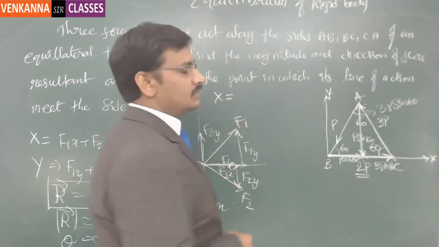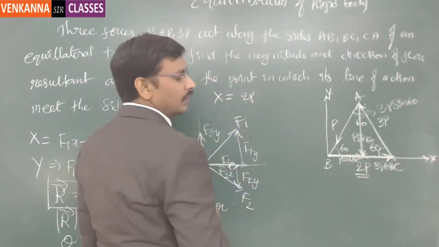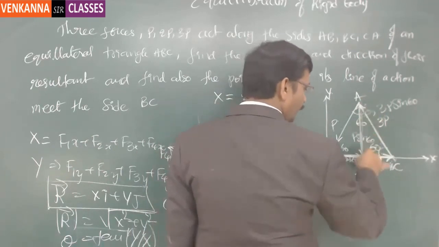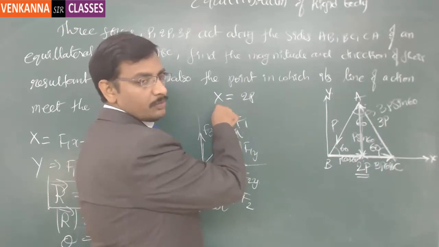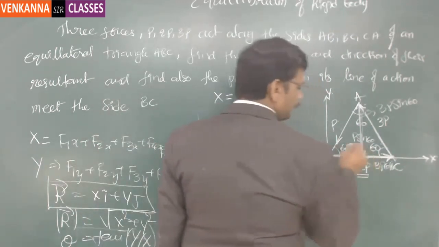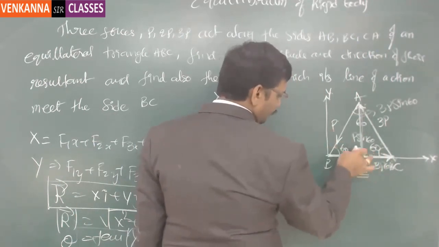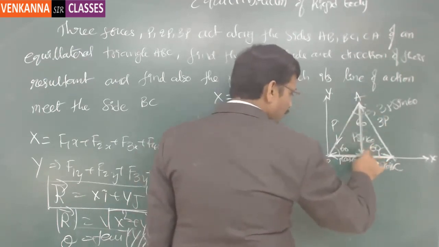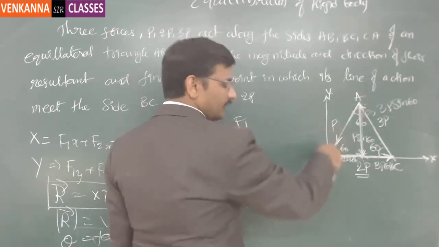Hence x is equal to 2P, which is the base force acting horizontally, and then this particular force has one vertical component and one horizontal component. We are interested in the horizontal component now because we are calculating the resultant x. This one is aiding, and this is opposing in nature because this is a downward force. Downward vertical component and left side horizontal component will be there.